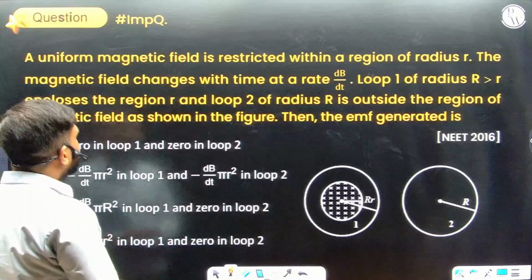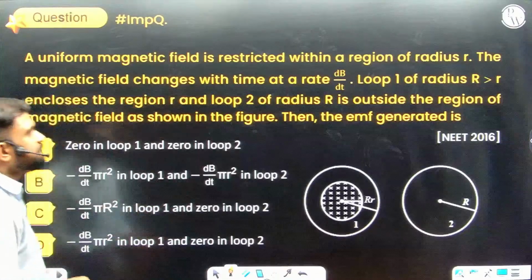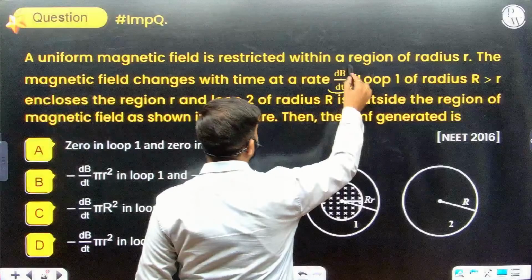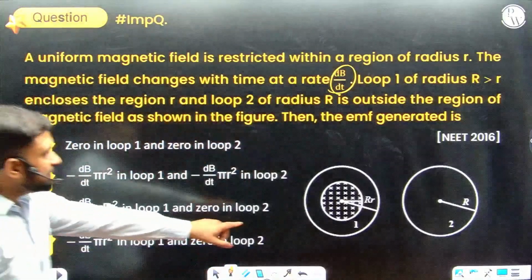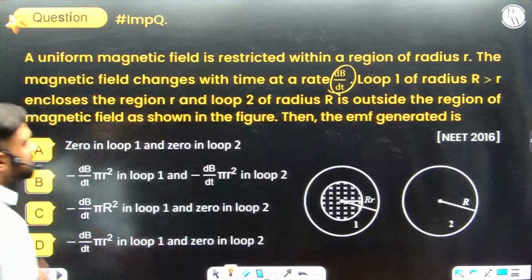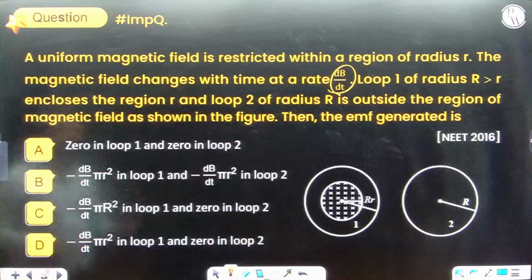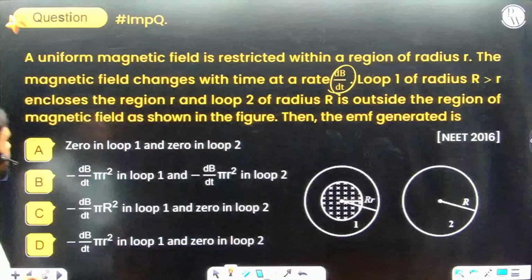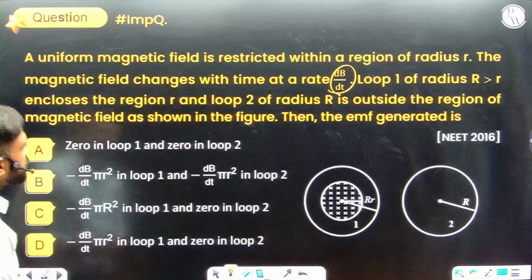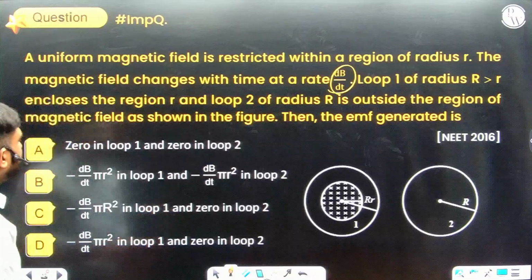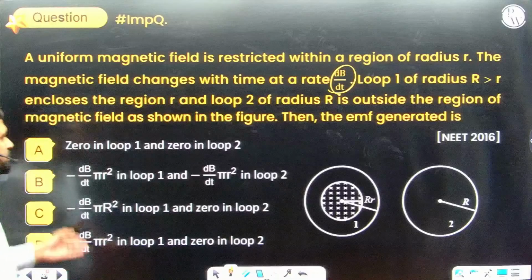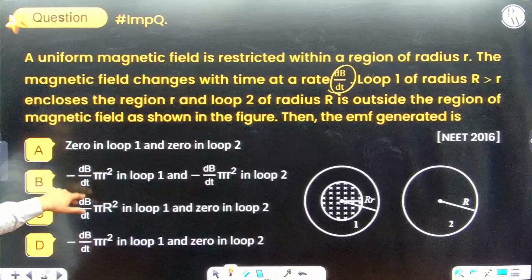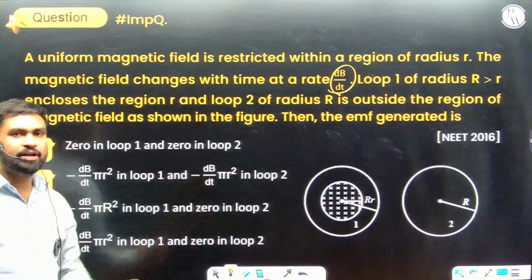A uniform magnetic field is restricted within a region of radius r. The magnetic field changes with time at the rate of dB by dt. Loop 1, of radius R greater than small r, encloses the region, and loop 2 of radius r is just outside the region of magnetic field, as shown in the figure. Then the EMF generated is, let's check the options: 0 in loop 1, 0 in loop 2, and this EMF, which is the rate of change of flux in 1, and this again the rate of change of flux.